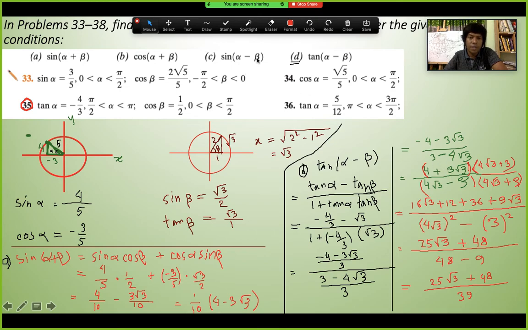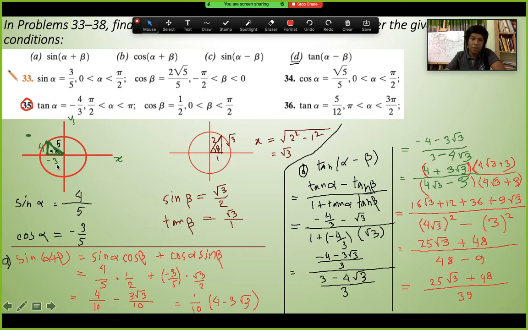And for sine of alpha minus beta, you will just use the formula for alpha minus beta. These two parts, just give a try. It is somewhat like this part, a little bit easy. Give a try, and if you see any problem, we can discuss it in detail during our class time also. Okay.